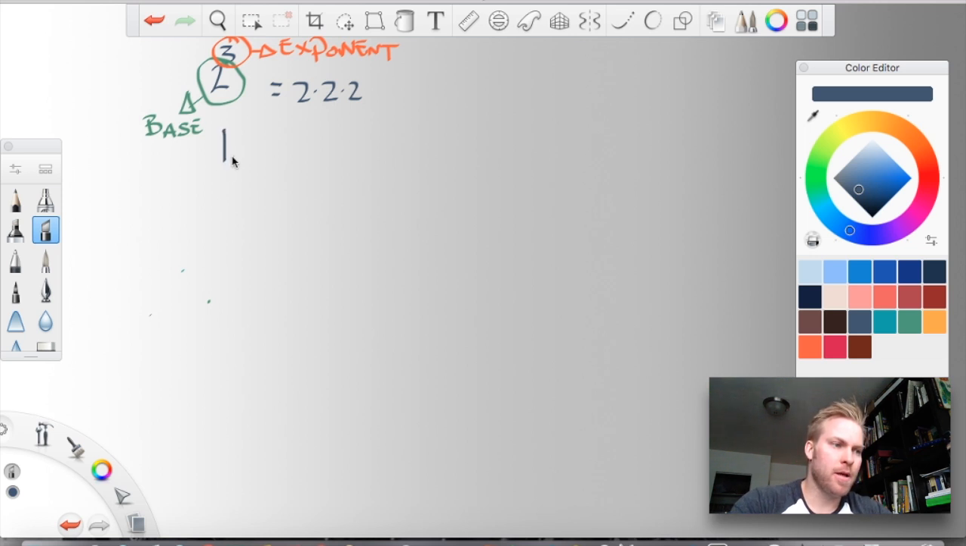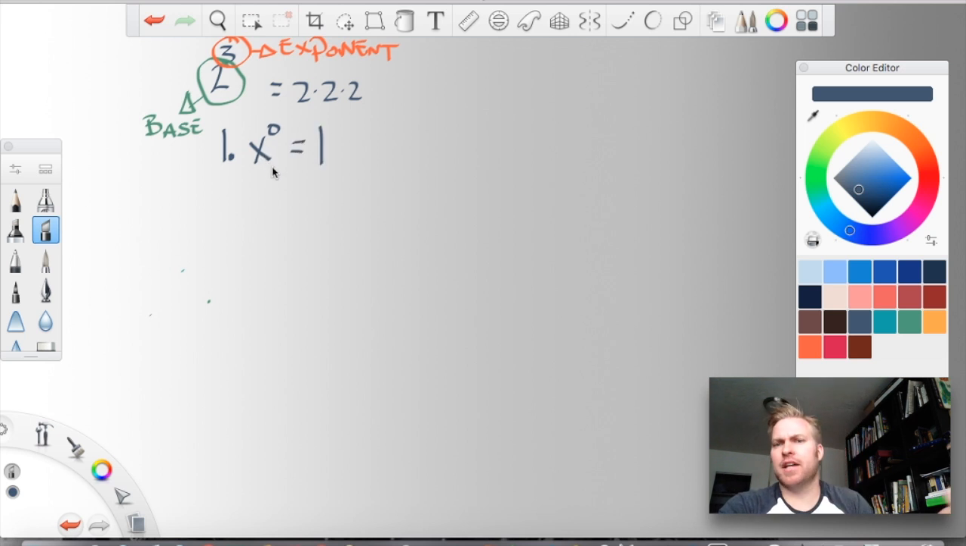Rule number 1 states that not x, but any number to the 0 power equals 1. I'm going to write this with just an x here, but understand that x just represents any number, and we could replace that x with any number we wanted to. Let's go ahead and do that. If I had 3, for example, to the 0 power, that's going to give me 1. I think this should make sense because remember that exponents are telling us how many times to multiply by our base.